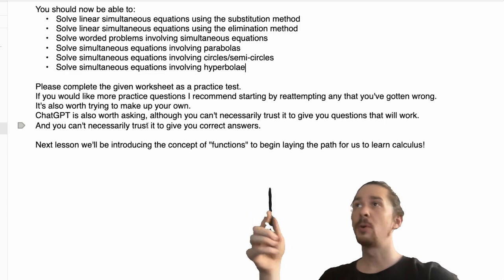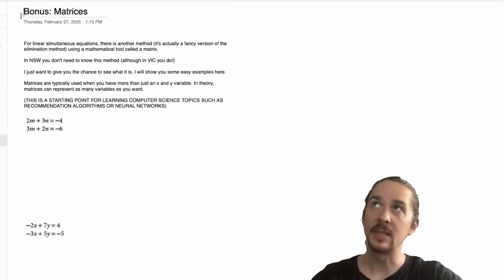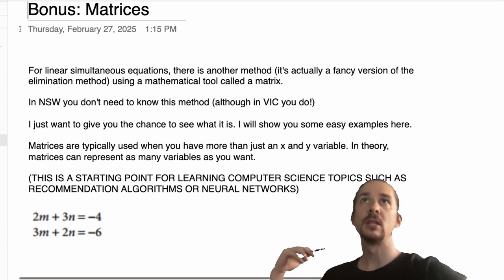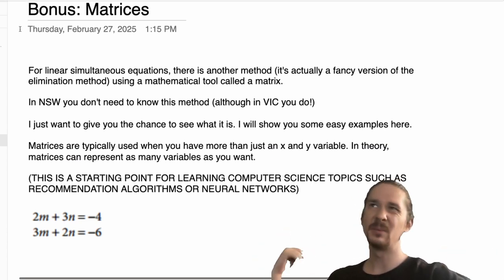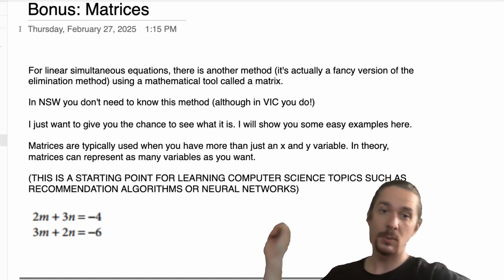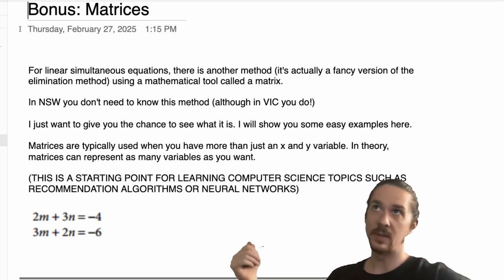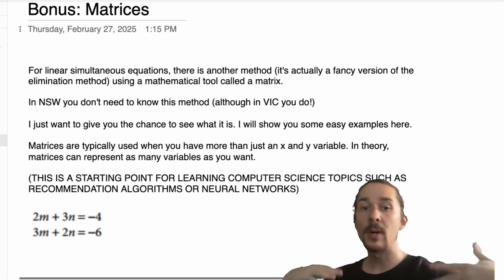Now, I want to put in some bonus material right at the end here. I want to cover what is called a matrix. For linear simultaneous equations, there's another method, which is a fancy version of the elimination method, really, and it uses a mathematical tool called a matrix. Yes, as in the matrix, because a matrix is a tool used in computer science, and it's used for a lot of things, including apparently simulating the reality that we are stuck inside. In New South Wales, you don't need to know this method.